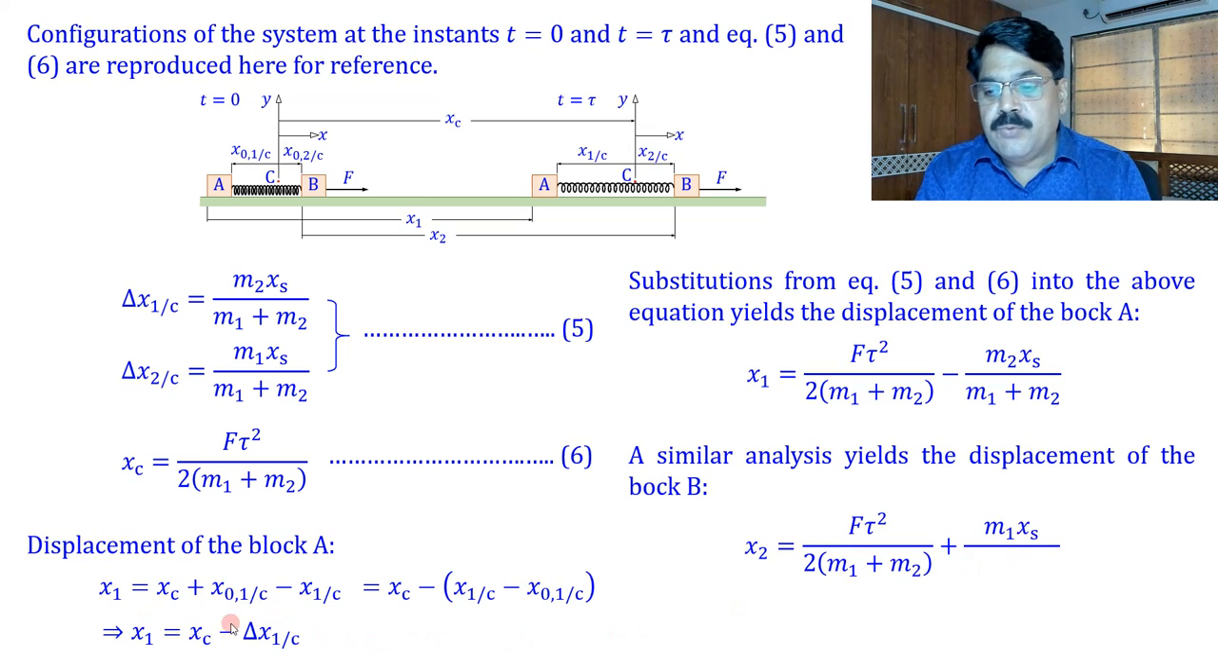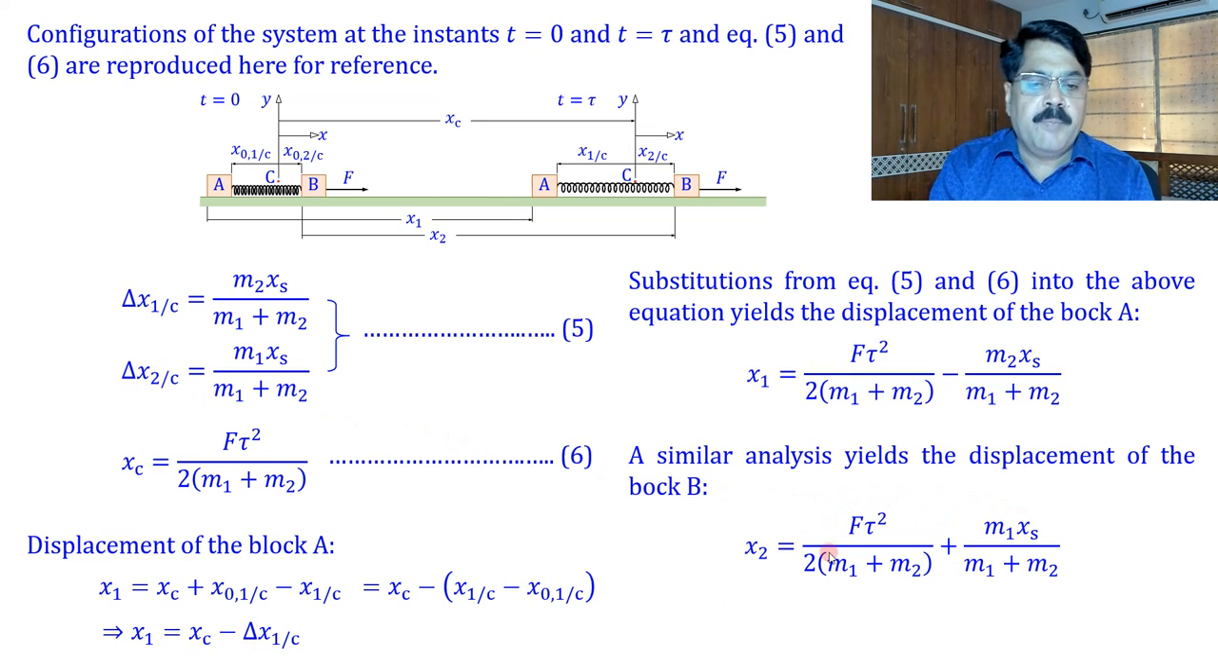Now if you do this kind of thing, what do you get? x2 is equal to xc plus this term. It is not difficult, so I am leaving it to you to verify this result. So in this way, what we have actually done is calculating displacement of the blocks with the knowledge of Newton's law in inertial frame. The spring force was unknown, so we cannot account for it.